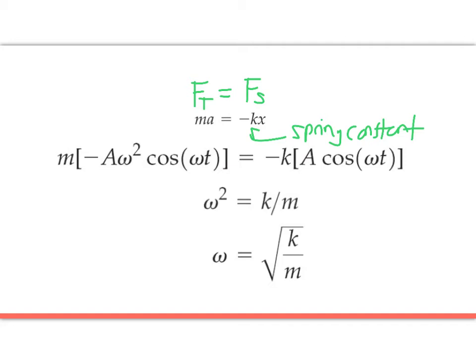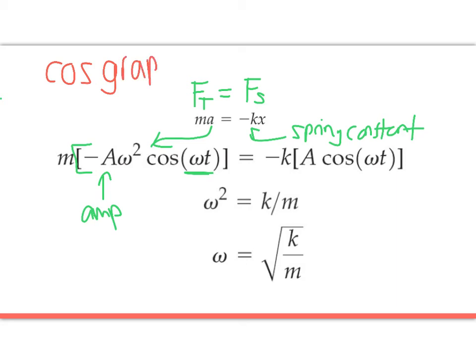So from here we can plug in some different numbers. For a, we can plug in this pretty big equation: negative A, which is our amplitude, times angular velocity squared, times cosine of angular velocity times time. So where are we getting this? We are getting this from our cosine graph equations, so going back to trig and calculus.